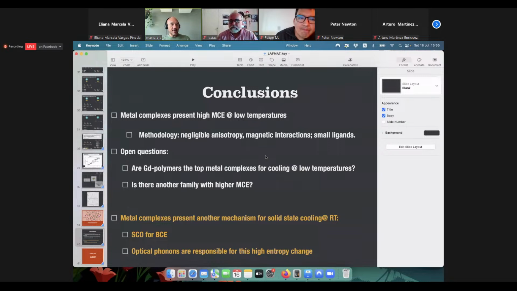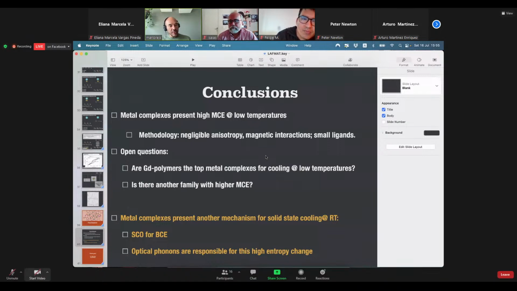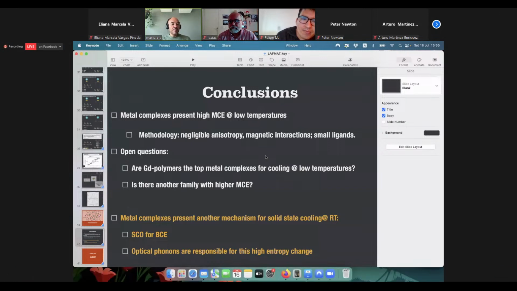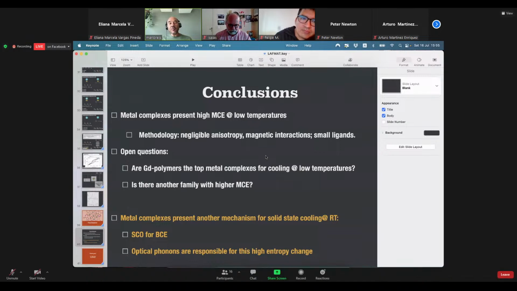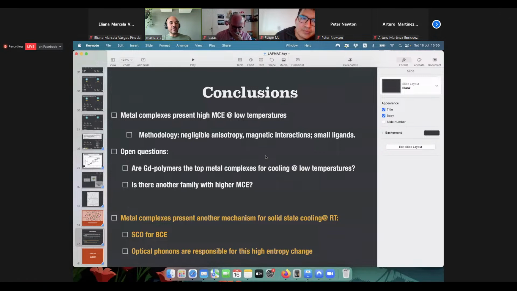I know there are standard families like lanthanum, iron, silicon, gadolinium, silicon, germanium, and pure gadolinium. However, for the last 7 or a bit more years now, we are facing several new materials, including this one I'm presenting to you, but there are several new families of materials, especially the multicaloric materials.